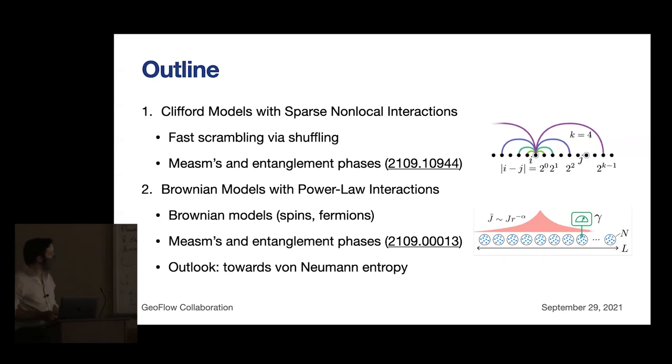Okay, cool. So I guess I have a little bit more time. The next part of my talk, I'm going to switch gears now. So this was all about sparse non-local interactions. And now I'm going to talk about dense power law interactions, but a lot of the conclusions will be similar. And again, this is very much inspired by some recent Clifford numerics that folks here have been thinking about.